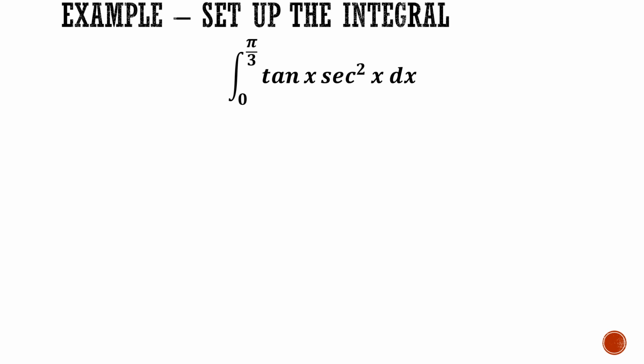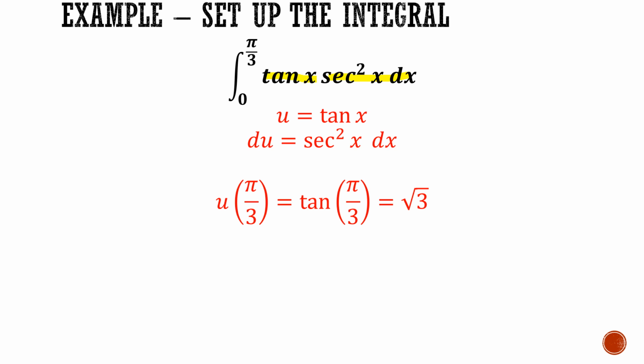All right, so again, this is another setup problem. I'm trying to figure out what my inside function is. It doesn't appear to be an inside function in this case. So I'm going to look for something that I can let be u, where du would also show up in the problem. Since I know that the derivative of tan is secant squared, I'm going to let u be tan x. And so du is secant squared x, which is the whole second part of my problem. And so I'm left with the integral of u du.